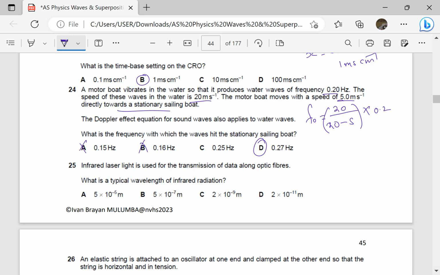Infrared laser light is used for the transmission of data along optic fibers. What is a typical wavelength of infrared?